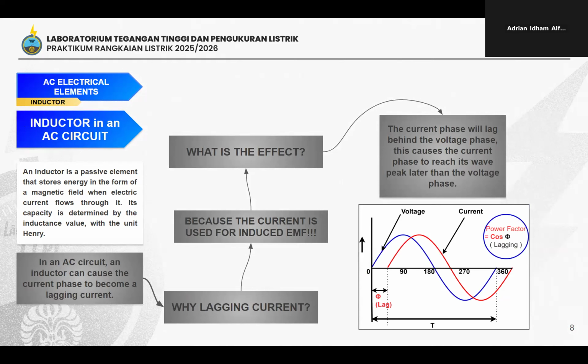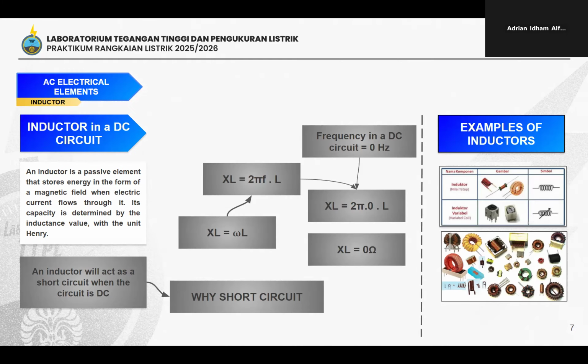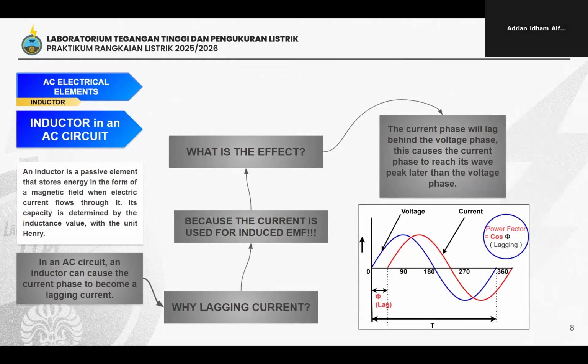Now we will discuss the inductor in an AC circuit. Before that, we discussed the DC circuit inductor, and now the AC circuit inductor. In an AC circuit, an inductor causes the current to become a lagging current. Why lagging current? Because the current is used for induced EMF. The effect is that the current path will lag behind the voltage path. This causes the current to reach its wave peak later than the voltage. This is the picture of the definition of lagging current.